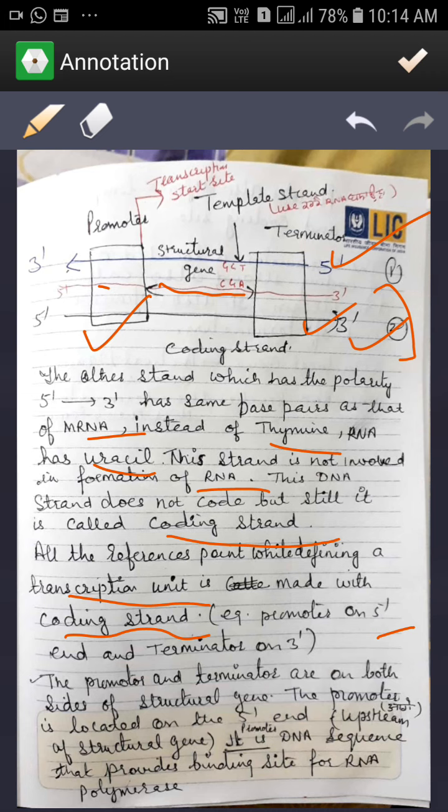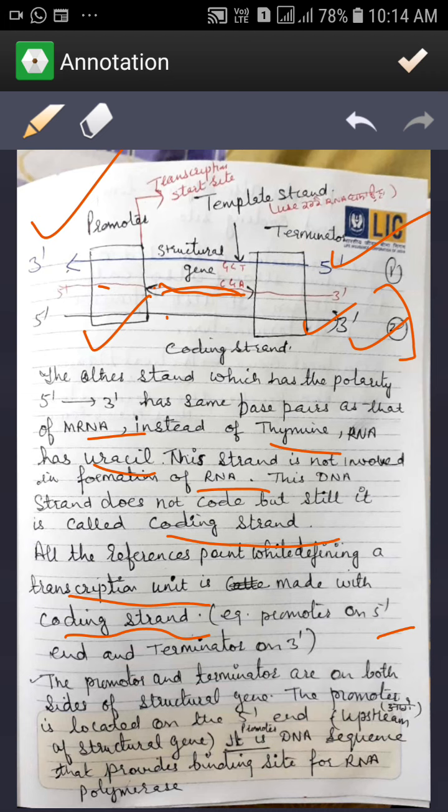The promoter and the terminator are on both sides of the structural gene. So this is the structural gene, and the promoter and the terminator are on both sides. The promoter is located on the 5' end of the coding strand. That's why it is known as upstream. Upstream of the structural gene means it is before the structural gene.